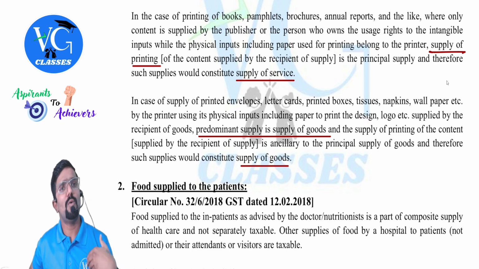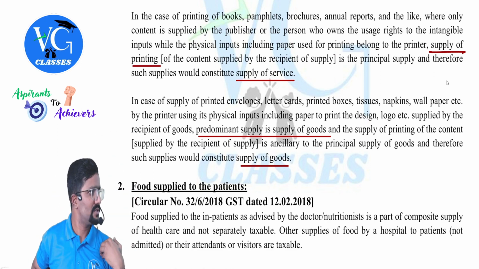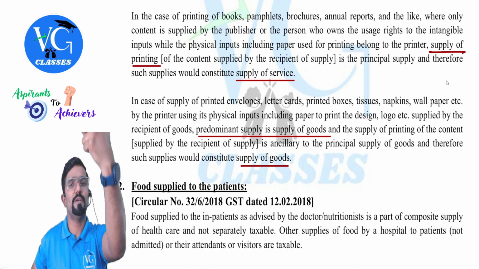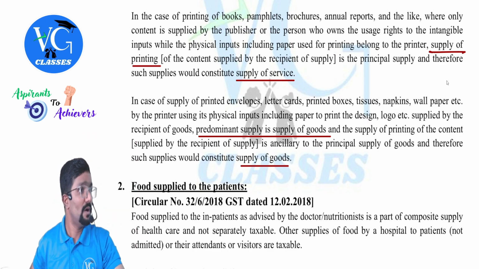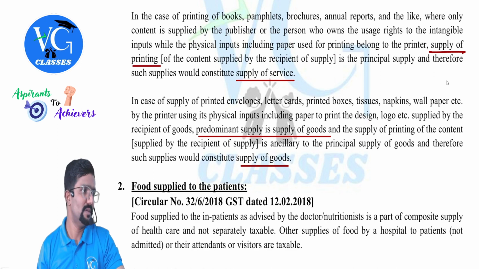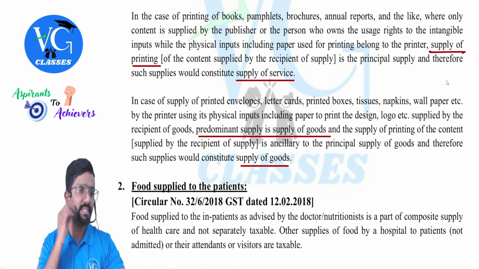Now assume I want to print an envelope or letterhead for my business. I went and asked, sir, please give me 100 envelopes, but please print my logo on the top, or my company name on the top, and give. What is the predominant element? Which is the principal supply? Letter. Along with that, they're also giving printing, guys. Is that clear? Yes. One more example.